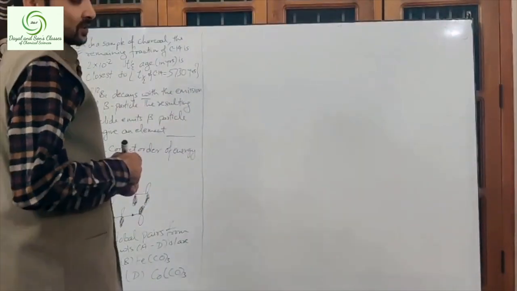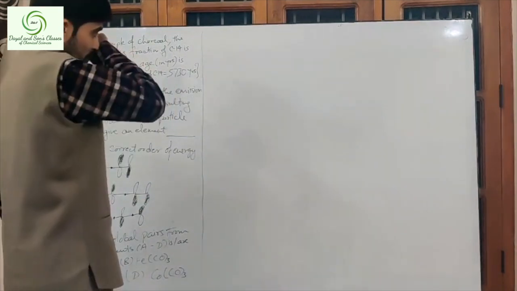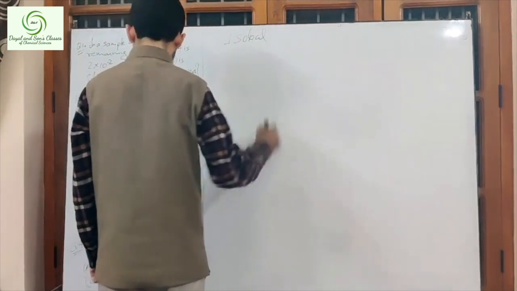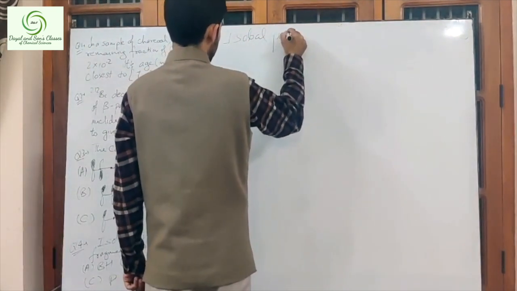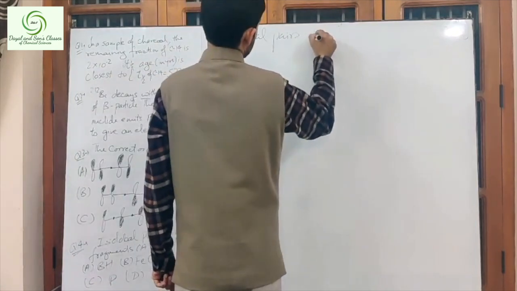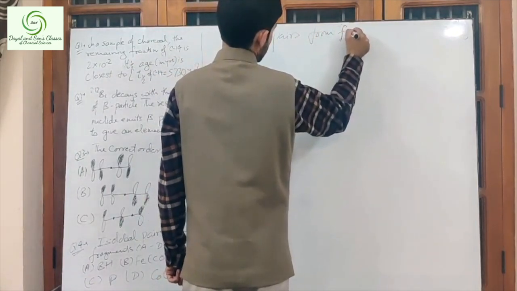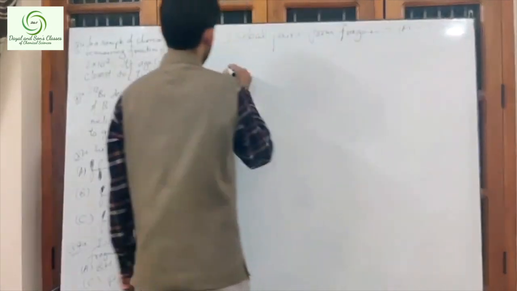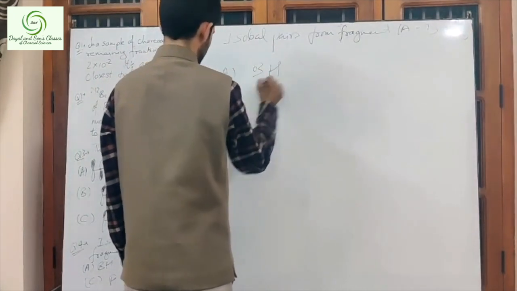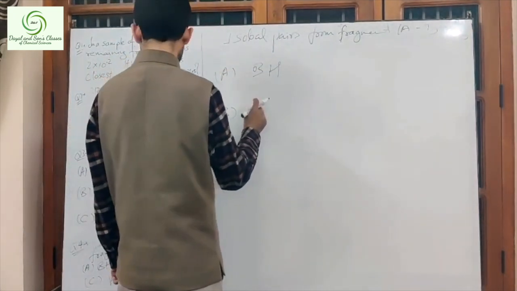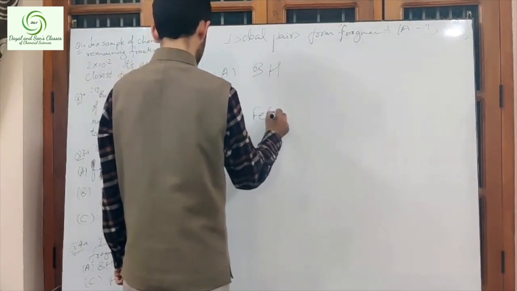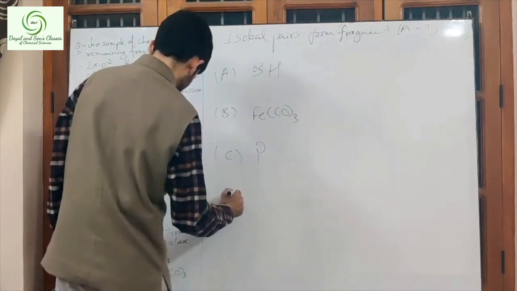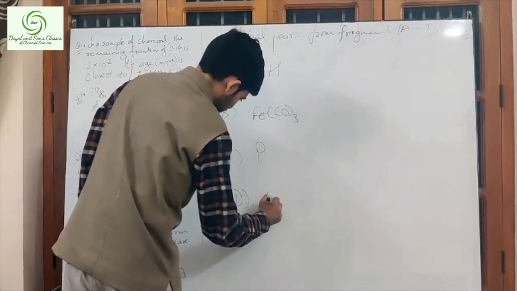The last question is from coordination chemistry. In this you are asked how many isolobal pairs form among fragments A to D. Fragment A was BH, B was Fe(CO)3, C was phosphorus and D was Co(CO)3.